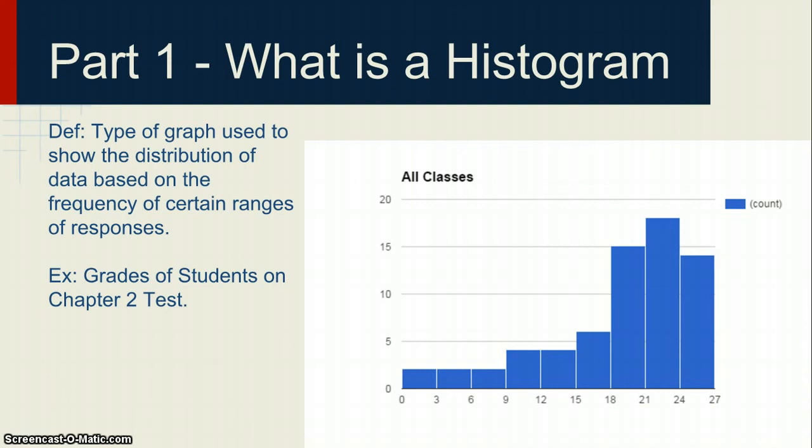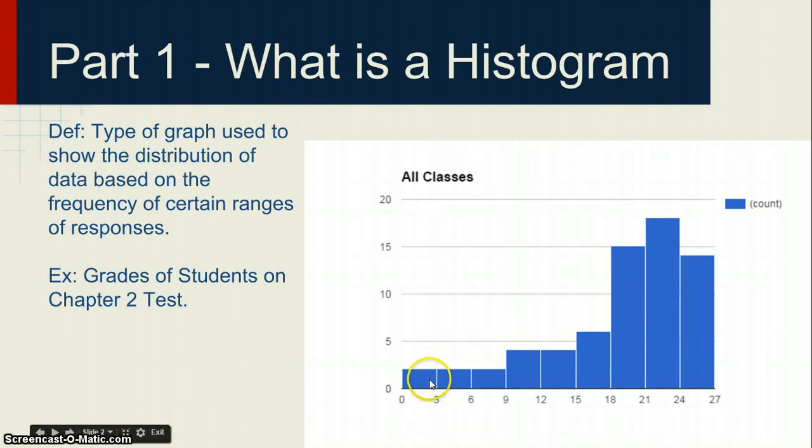What is a histogram? Definition. It is a type of graph used to show the distribution of data based on the frequency, or in other words, how often, of certain ranges of responses. So, take a minute, copy that down, pause if you need to, but let's look at this example.